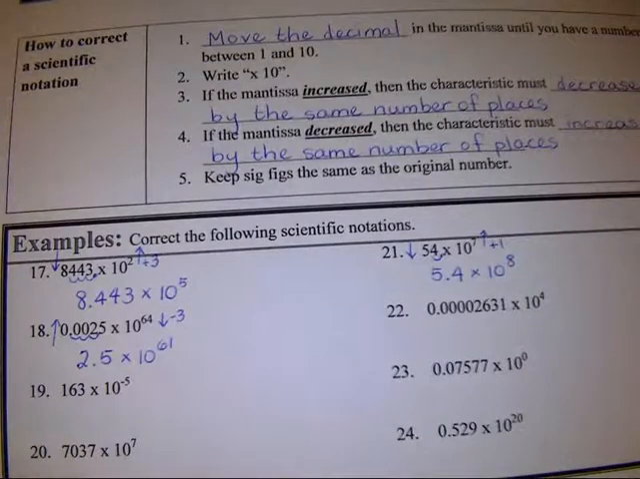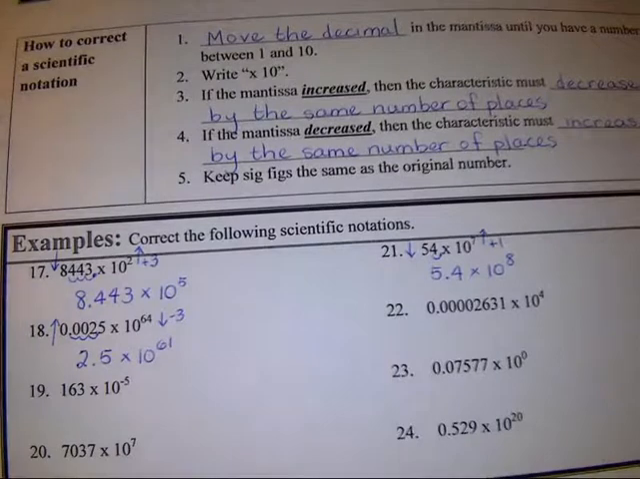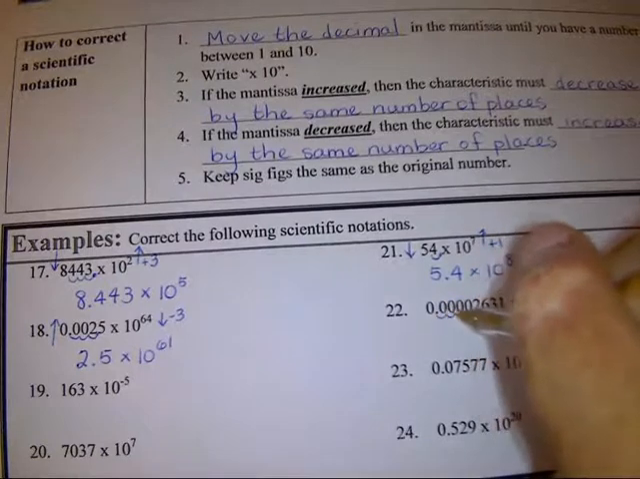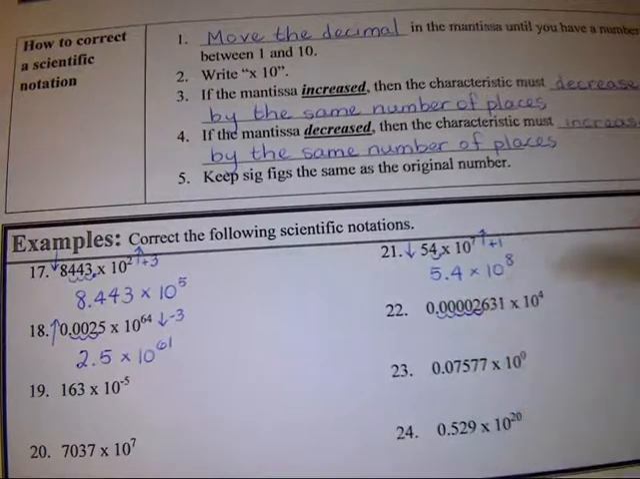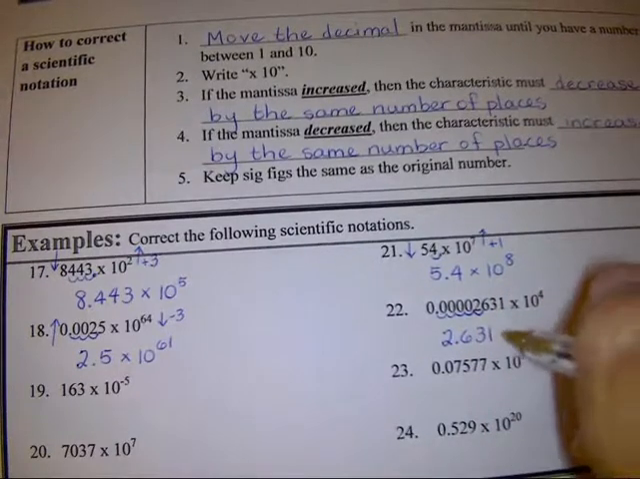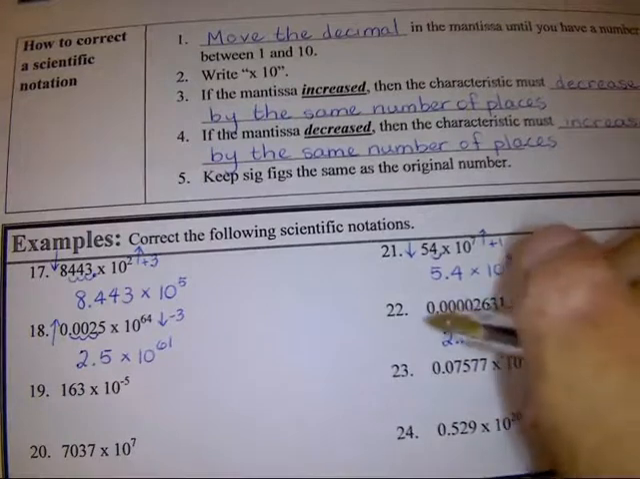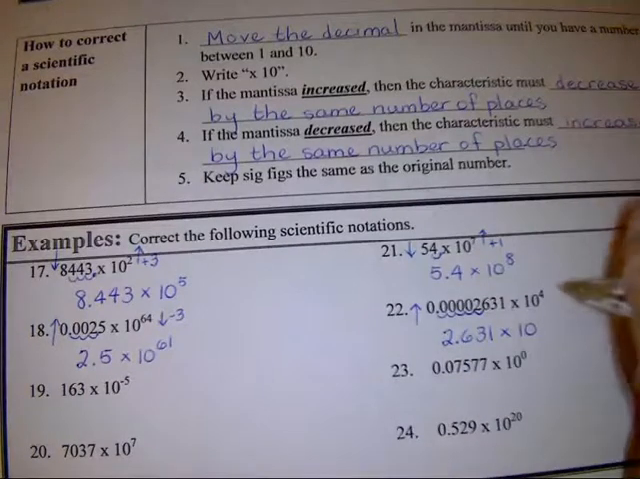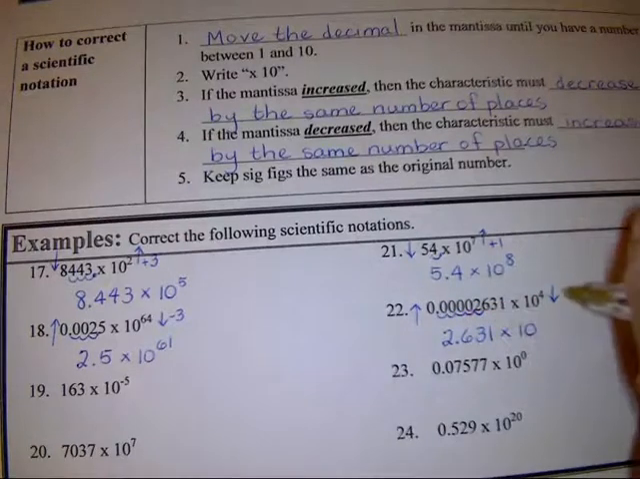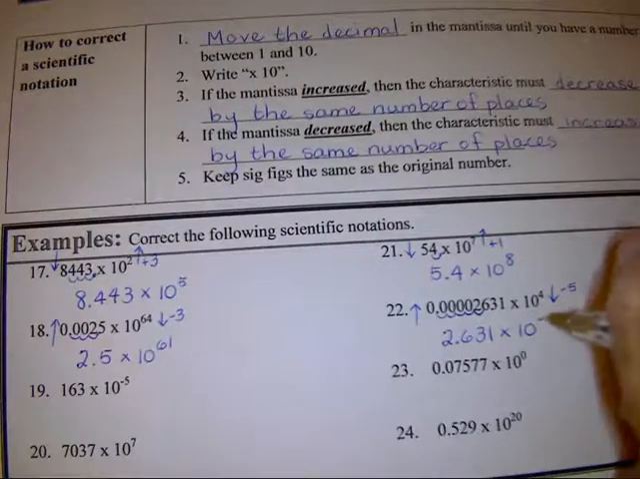And one last one, number 22, 0.00002631. Looks like we have to move this decimal 1, 2, 3, 4, 5 places so that we get 2.631. We have increased the mantissa, so the characteristic has to decrease by 1, 2, 3, 4, 5 places, so we must subtract 5. 4 minus 5 is -1.